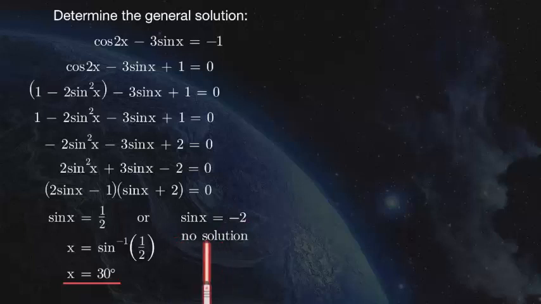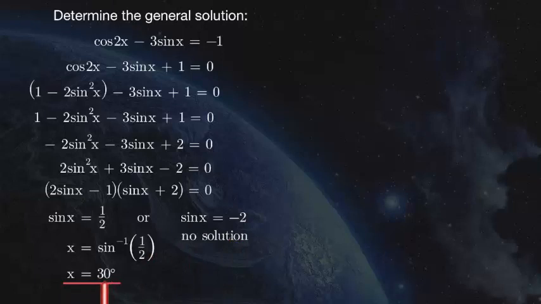Now why will this be no solution? Well, what is a sine function? A sine function is the ratio of the opposite side over the hypotenuse. Now if I look at this ratio, it's minus 2 over 1. Now how can the opposite side be longer than the hypotenuse in a right angled triangle? It's impossible. So therefore we have no solution. So we only have one reference angle.